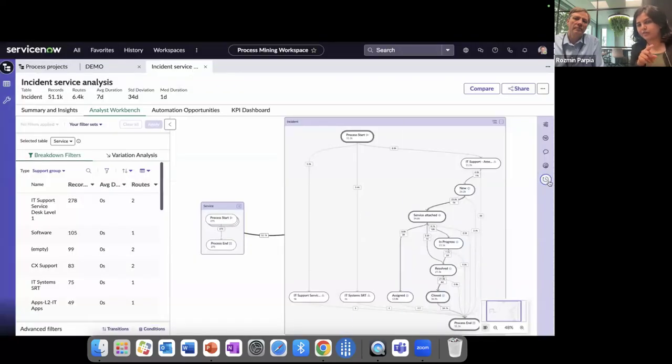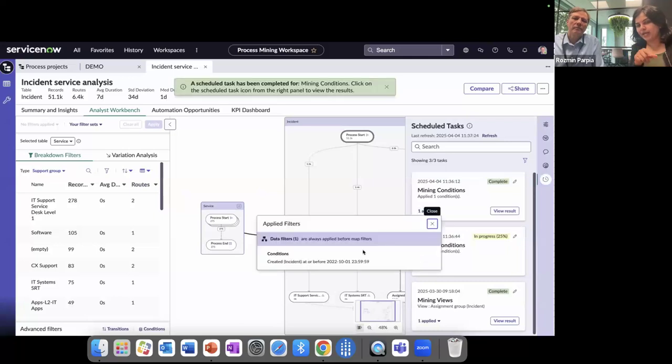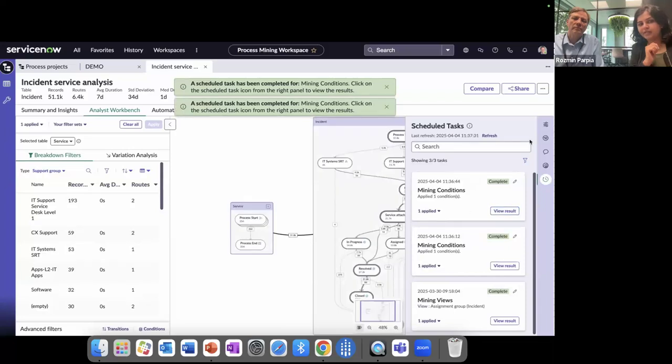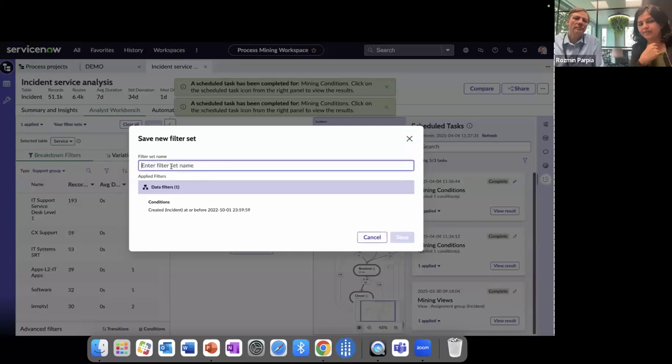The two tasks that were running in the background, you pick them up from here, click on view result, and save it as a filter set. You name this filter "Before and after picture," yes, before CSDM or before you change your process, and you save it.